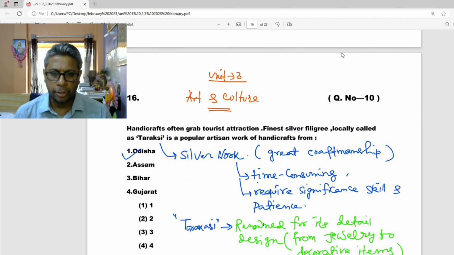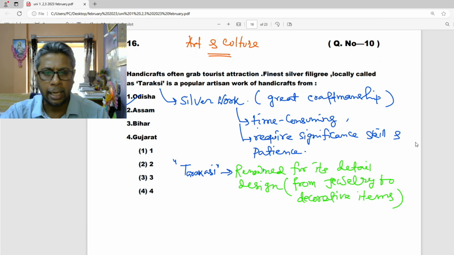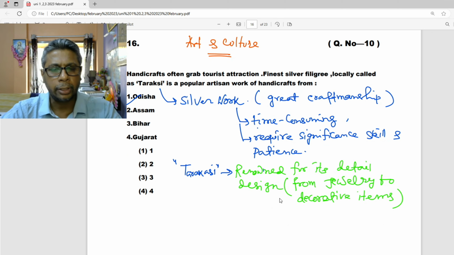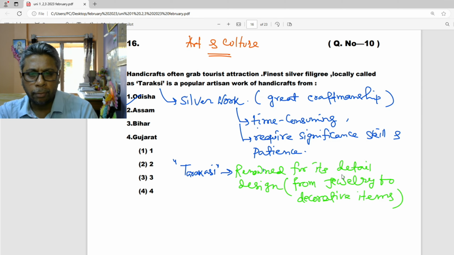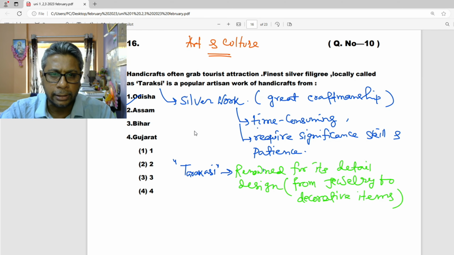Handicrafts are a great tourist attraction. Finest silver filigree, locally called Tarakasi. Tarakasi is a popular artisan handicraft from Odisha. It's silver work and great craftsmanship. It is very time consuming, and requires significant skill and patience. Tarakasi is renowned for its detailed designs, from jewelry to decorative items. You have to develop the knowledge, not only information, you have to keep detailed knowledge of this product also, an art and cultural product.